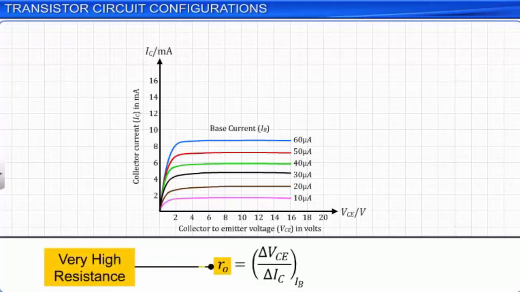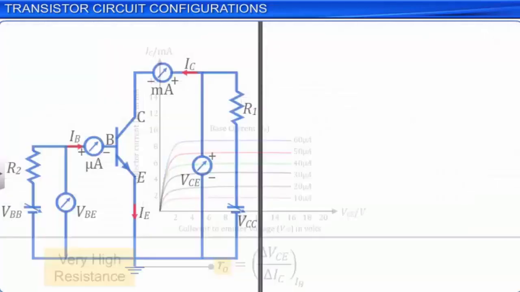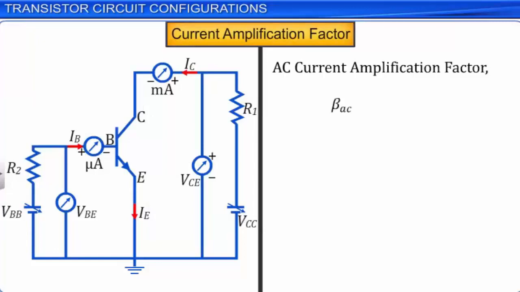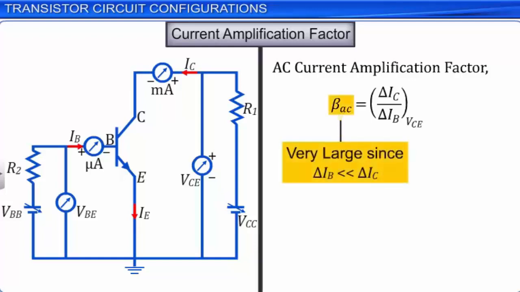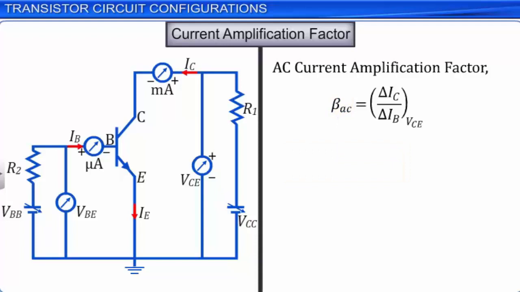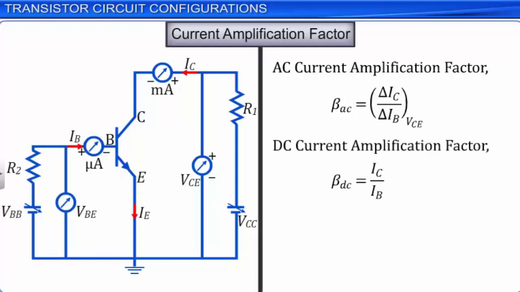The current amplification factor, beta, of a transistor is defined as the ratio of the change in the collector current, delta IC, to the change in base current, delta IB, at a constant collector-emitter voltage, VCE. The AC current amplification factor is also known as the small signal current gain. Its value is very large since a large change in the collector current results in a very small change in the base current. The ratio between the absolute values of the collector current IC and the base current IB is called the DC current amplification factor. The values of the AC and DC current amplification factors are almost equal.